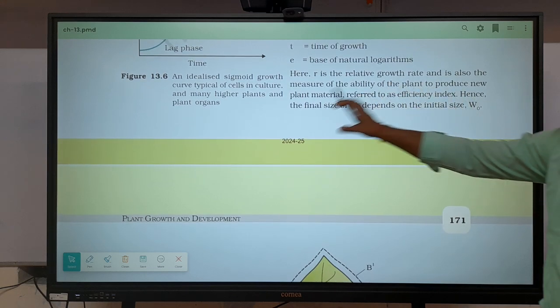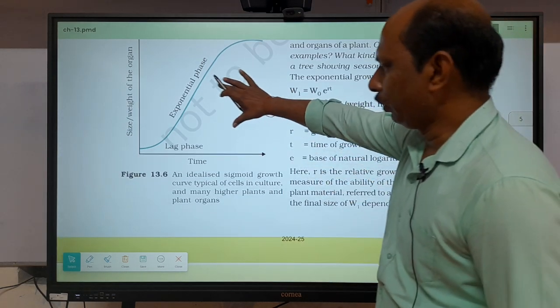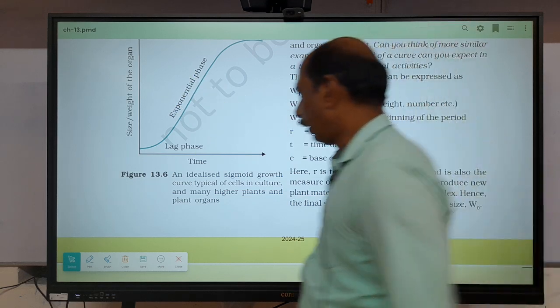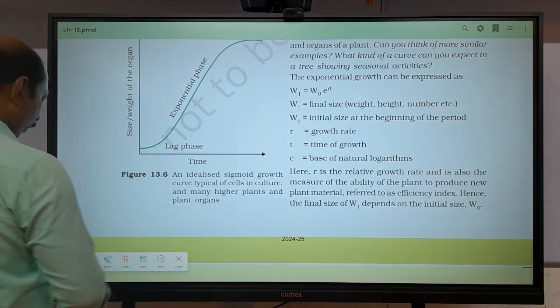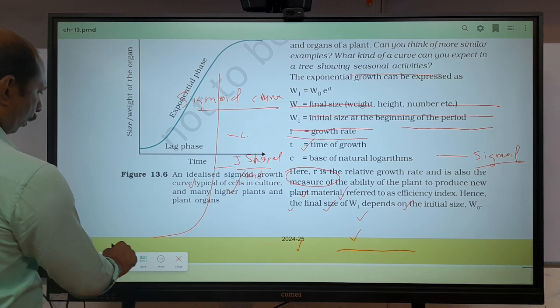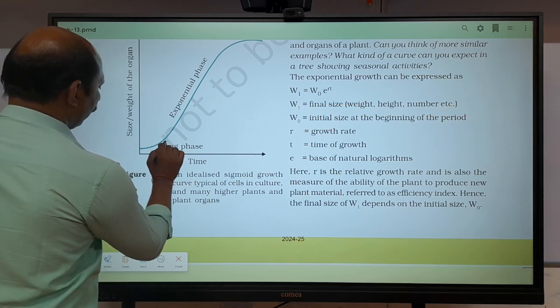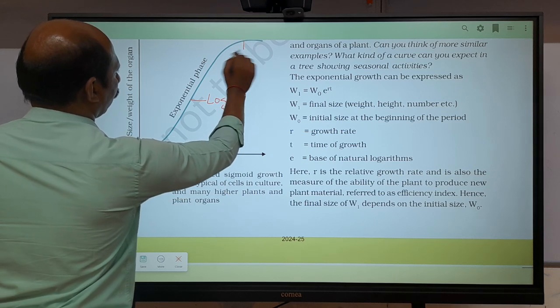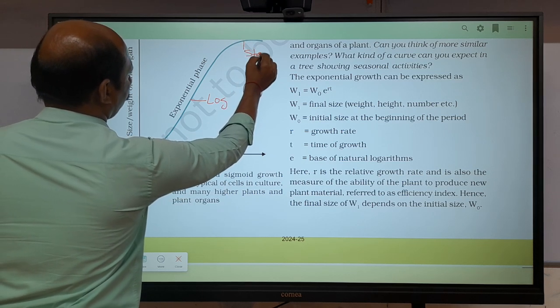So this you understand, it is for the exponential phase. Here the lag phase is there, look. This one is called the lag phase, this time it is the log phase, right? And this one at the top is the stationary phase.